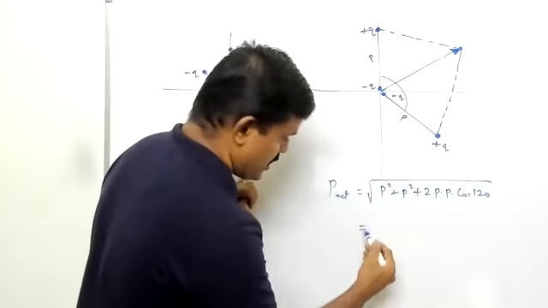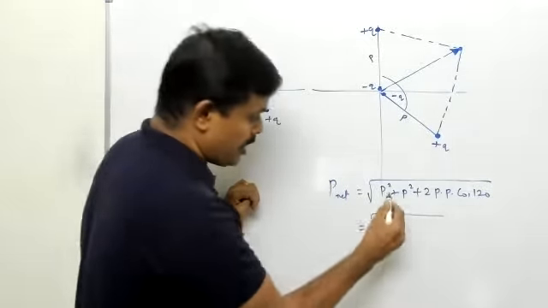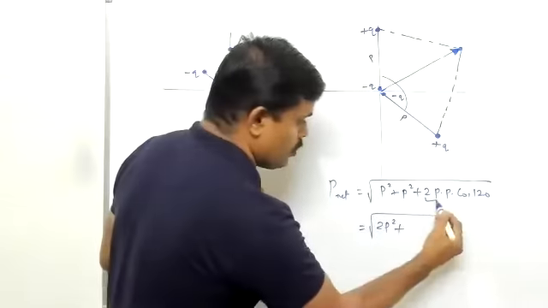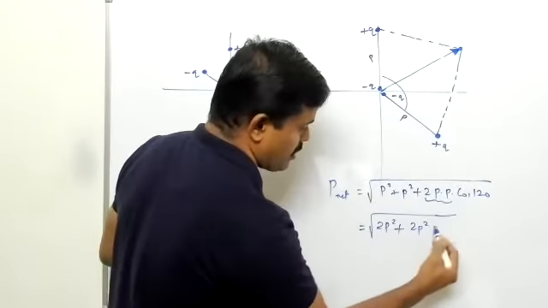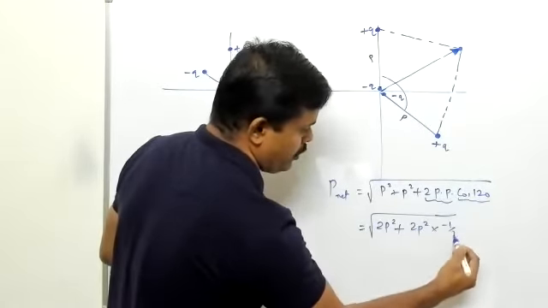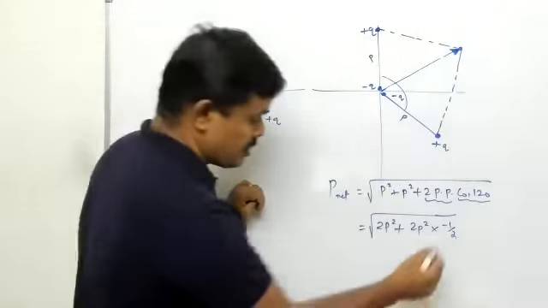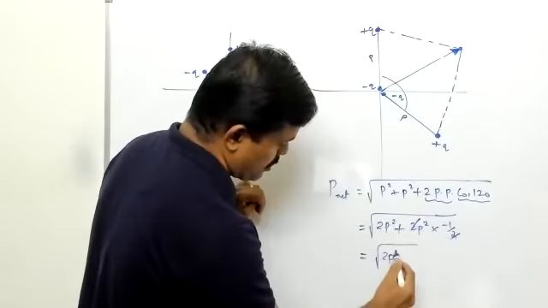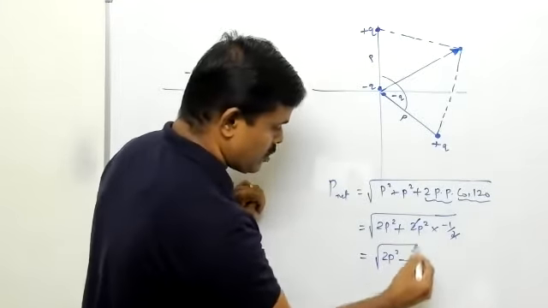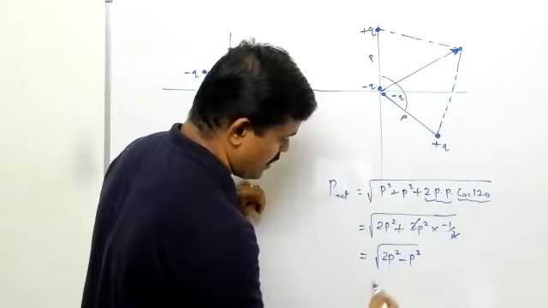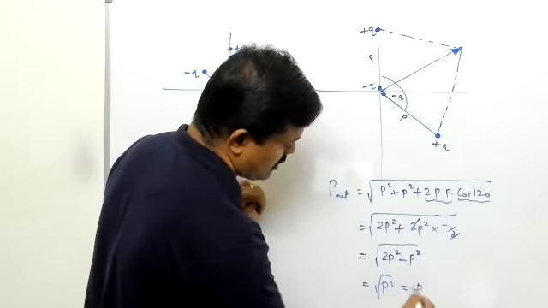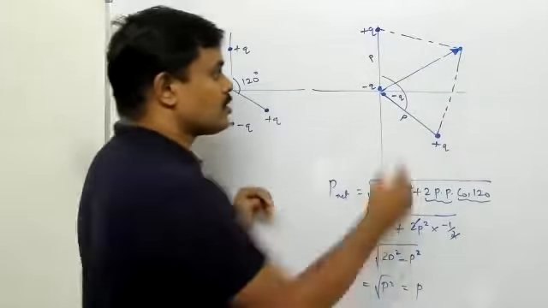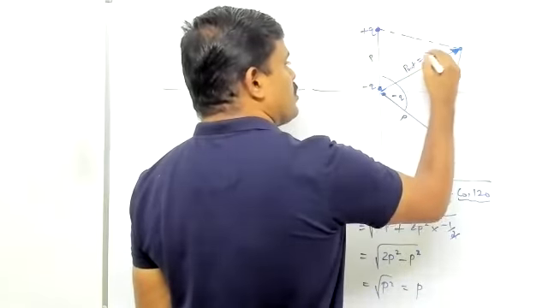So that is equal to root of P square plus P square plus 2P into P into cos 120. Cos 120, if you don't know, I'll tell you, is minus 1 by 2. So this 2 and 2 are cut. You get root of 2P square minus P square. What do we get then? Root of P square, so the answer is P. So resultant dipole moment is how much? It is P. So this is my P net, it is equal to P.